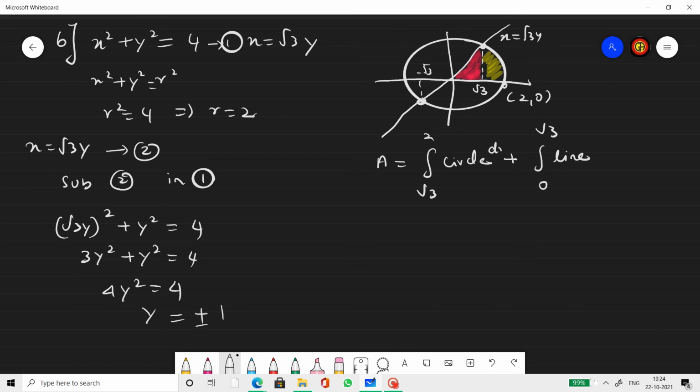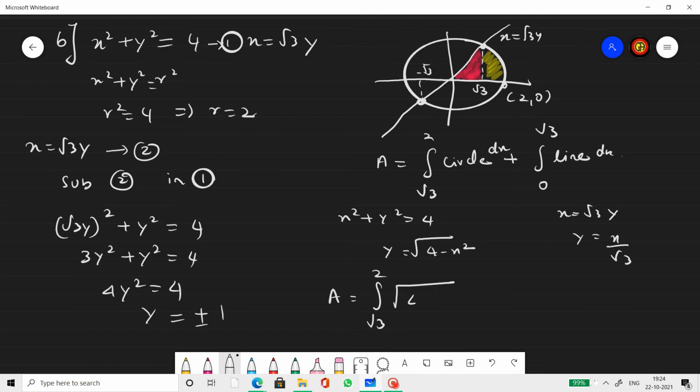Now since I'm doing it for the x-axis, it will be dx here. The equation of the circle is x square plus y square equals 4, so y will be root over 4 minus x square. The equation of the line is x equals root 3 y, so y will be x by root 3. So area will be integration from root 3 to 2 of root over 4 minus x square dx, plus integration of x by root 3 dx, limit 0 to root 3.